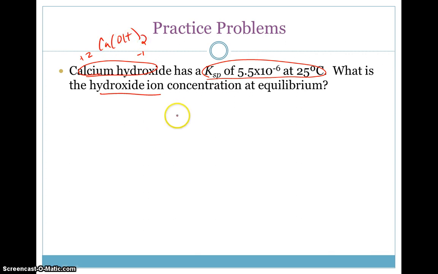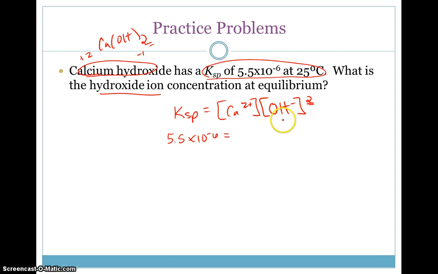Now we want to write our Ksp expression. At equilibrium, our constant is based off of the concentration of Ca2+ ions and the concentration of OH- ions, but remember this is squared because there's two of them in the formula. Now we can use the numbers to solve for the ion concentration in question. At equilibrium, the product of my ions is equal to 5.5 times 10 to the -6, so I'm going to put that in for my Ksp.